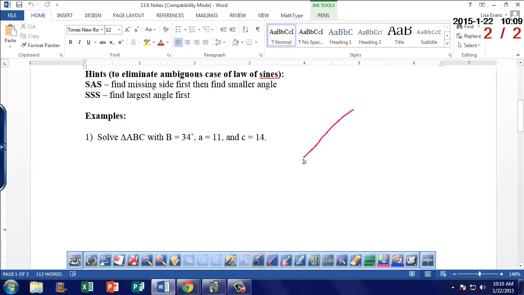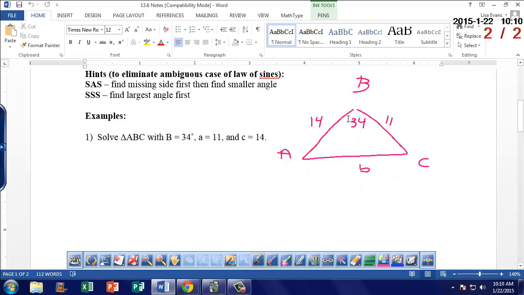Okay, again, we're going to go ahead and start by drawing our triangle, ABC. B is 34 degrees, little a is 11, little c is 14. Okay, so as we notice, we have side, angle, side. If we wanted to use law of sines, we can't. It's not possible. We don't have a corresponding angle inside. We would never get anywhere. We would end up with two variables all the time. So we're going to use law of cosines.